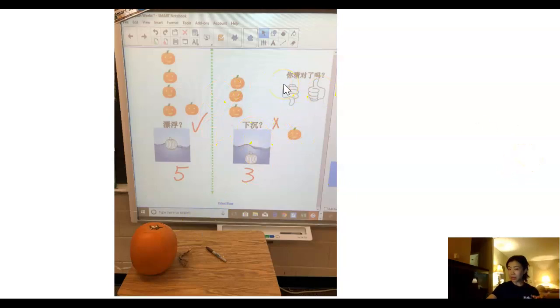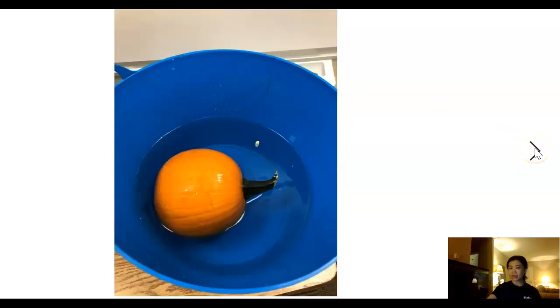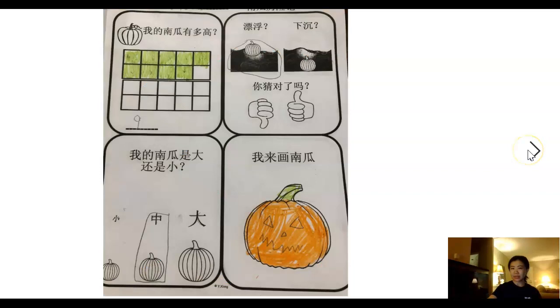你猜对了吗？Are you correct? Let's see. So actually, when we put the pumpkin in the water, and everybody saw, and they also touched, it floats. So the pumpkin floats in the water. That's another experiment we did. Then we had students finish a worksheet by themselves.